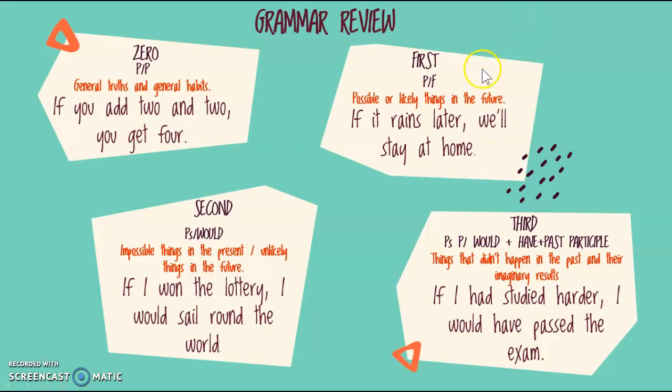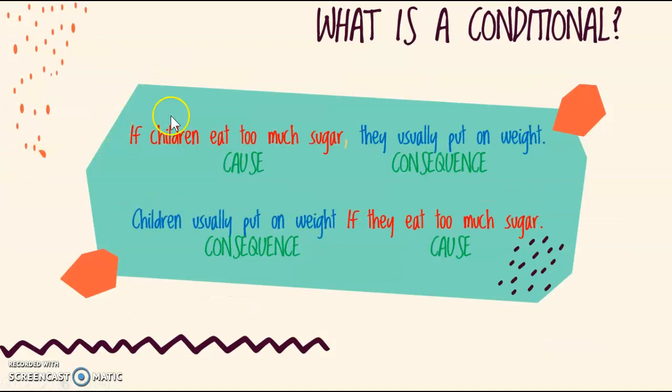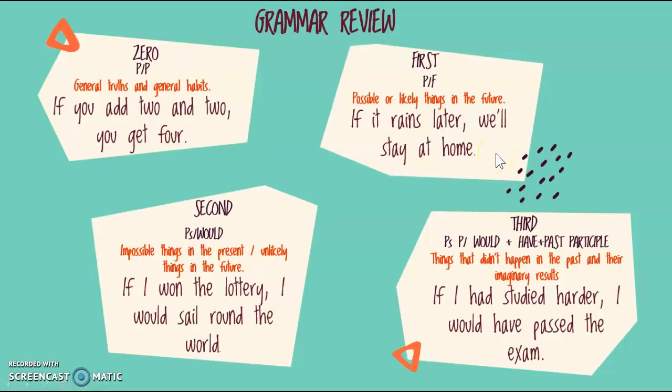Because then it's going to be too much information and we are going to get super confused. Well, zero conditional, the formula is present over present. We use zero conditional for general truths and general habits. For example, when we said in the previous slide, sorry, technical problems, that if children eat too much sugar, the consequence will be that they put on weight. This is a general truth, right?